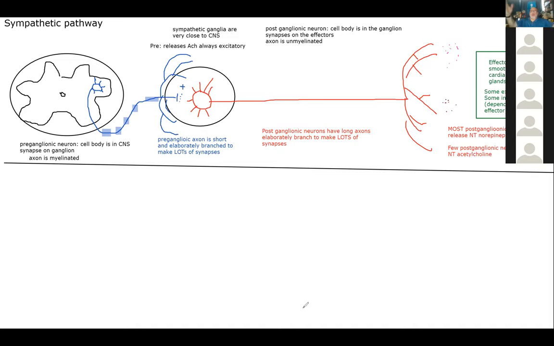All right, we still have that same general two neuron pathway. But there are some differences. Differences in the branching, differences of the location of the ganglia, differences in the neurotransmitters that are released. So let's now do the same thing with our parasympathetic.